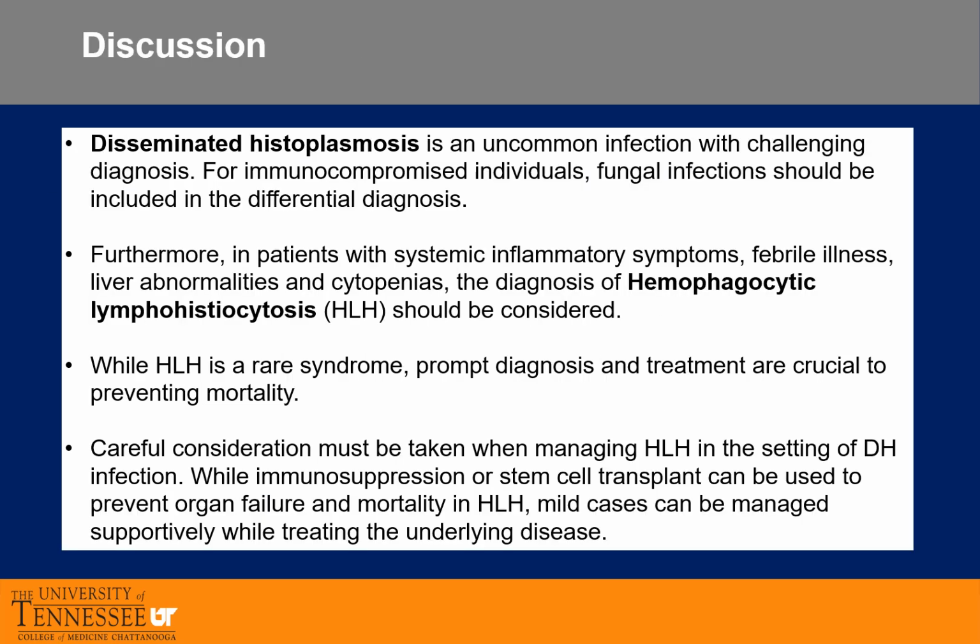Our discussion. Disseminated histoplasmosis is an uncommon infection with a challenging diagnosis. For immunocompromised individuals, fungal infection should always be considered in the differential diagnosis. Furthermore, in patients with systemic inflammatory symptoms, febrile illness, liver abnormalities, and cytopenias, the diagnosis of HLH should be considered. While HLH is a rare syndrome, prompt diagnosis and treatment are crucial for preventing mortality. Careful consideration must be taken when managing HLH in the setting of infection, such as disseminated histoplasmosis.